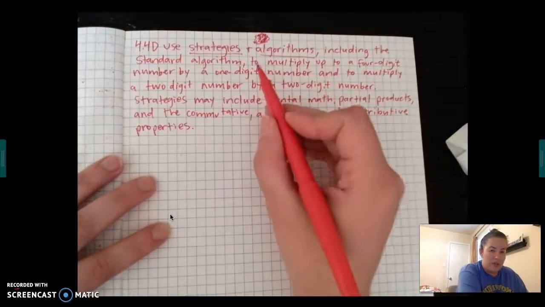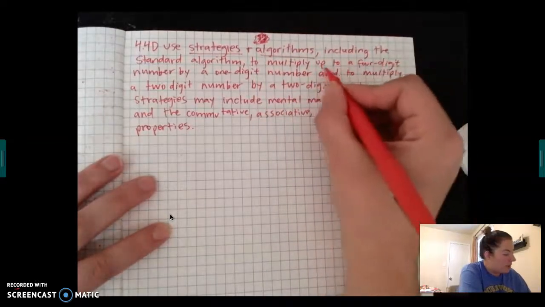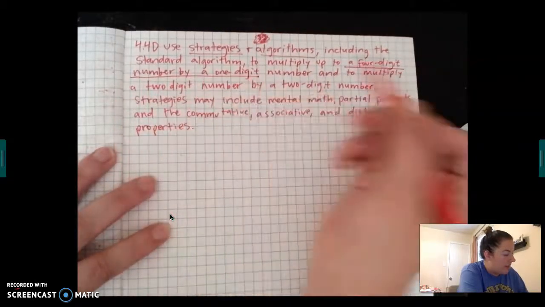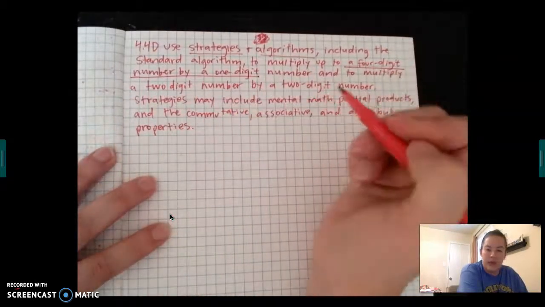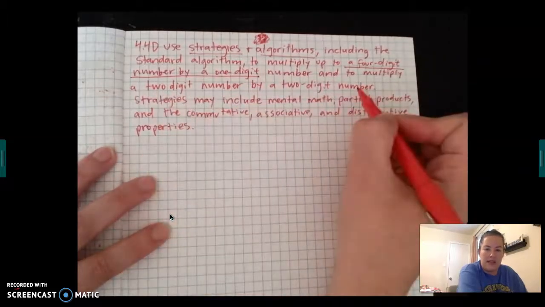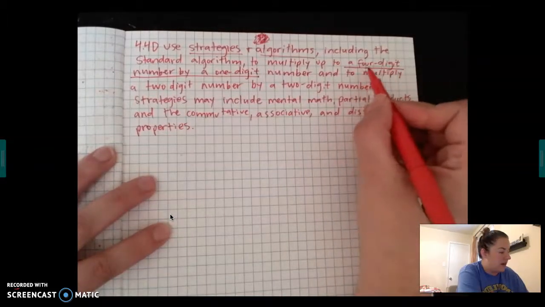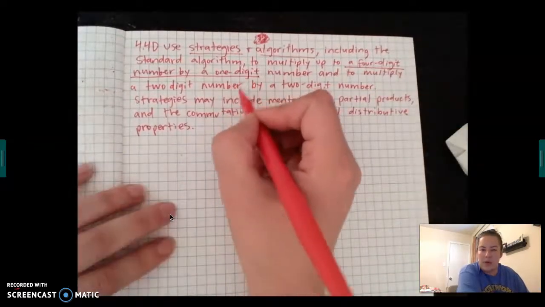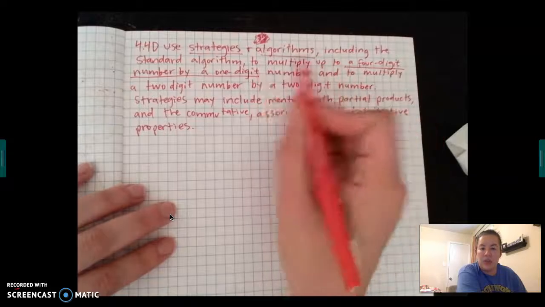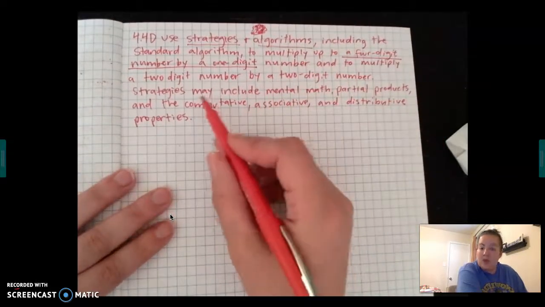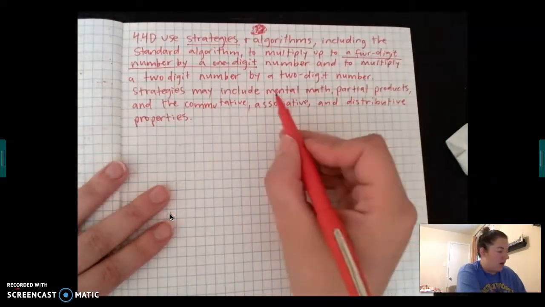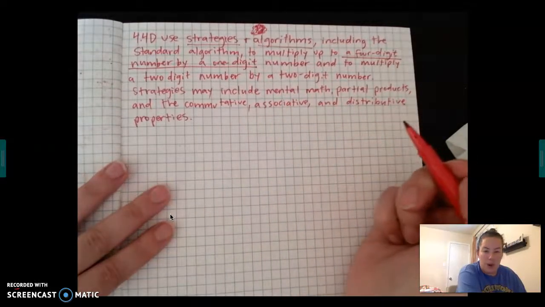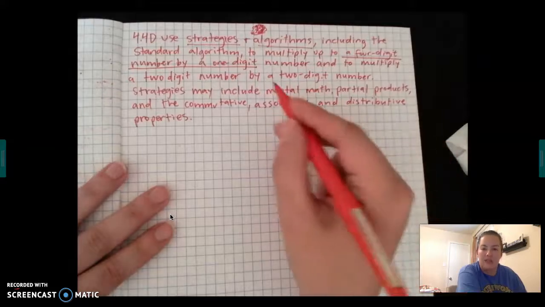And what are you going to do that to? You're going to multiply up to a 4-digit number by a 1-digit number, and to multiply a 2-digit number by a 2-digit number. We're not going to get to that until next week. This week we are focusing on this first part, a 4-digit number, just multiplying it by a 1-digit number. So we're going to learn some different strategies on how to multiply that. Some strategies that we're going to talk about this week are mental math, partial products, and the commutative, associative, and distributive properties. So each day you'll learn a different strategy.